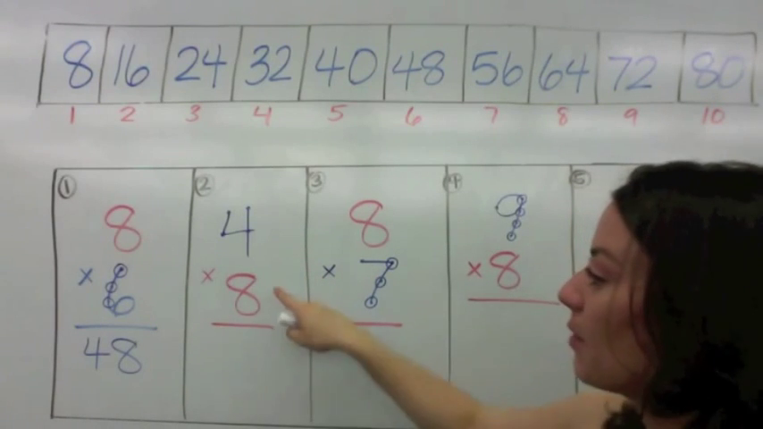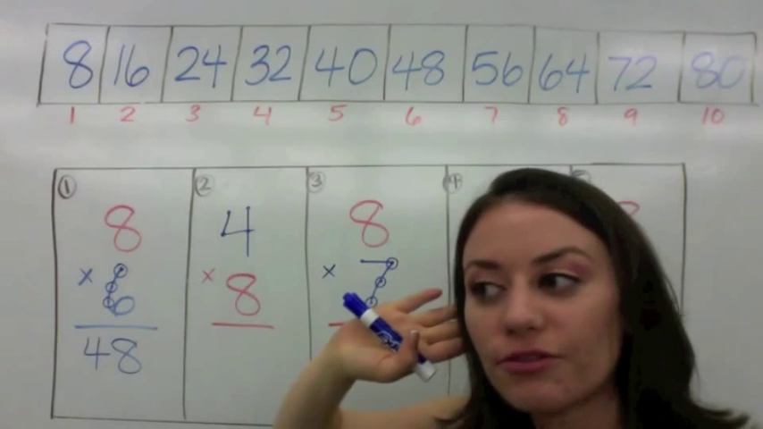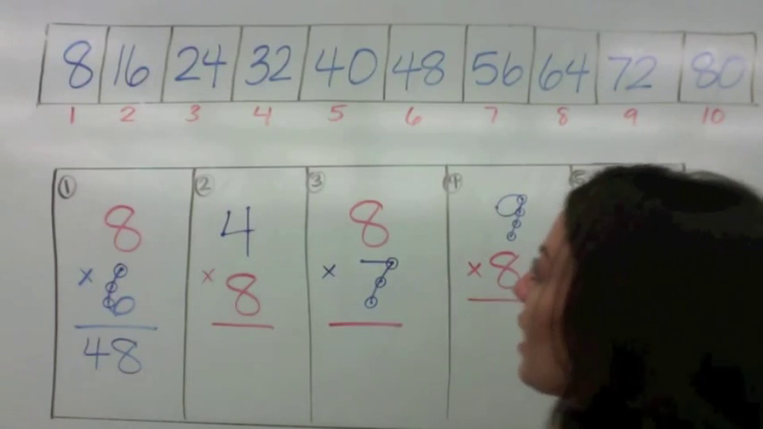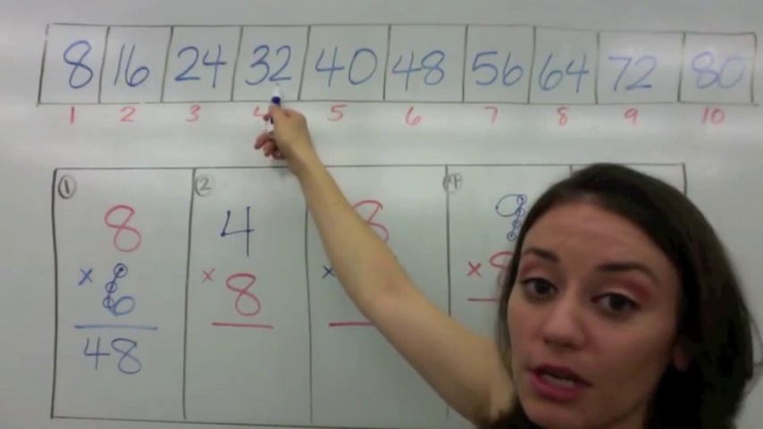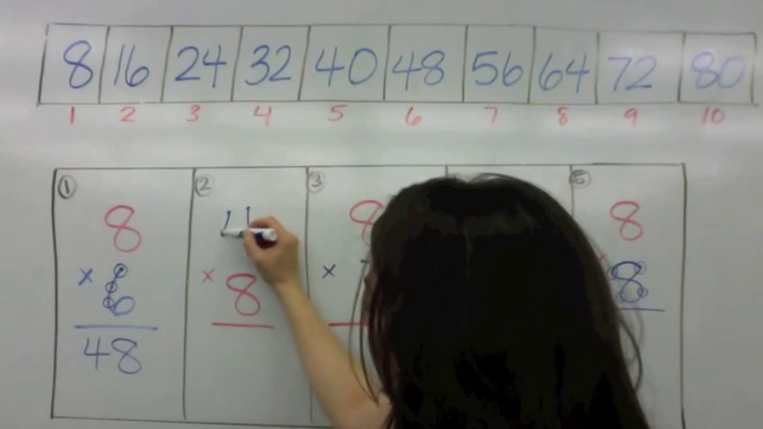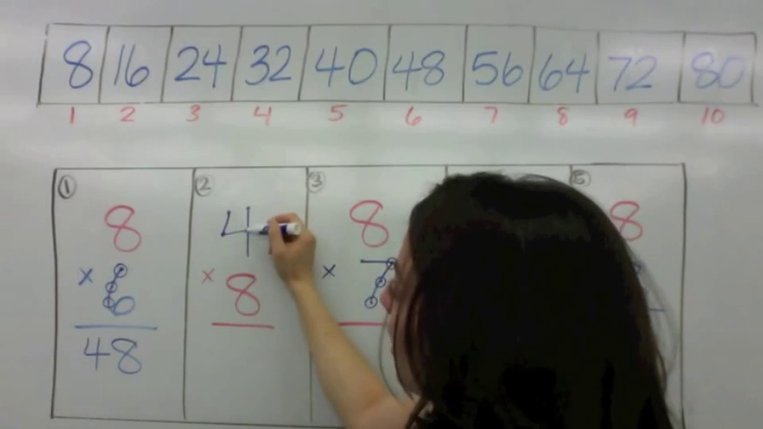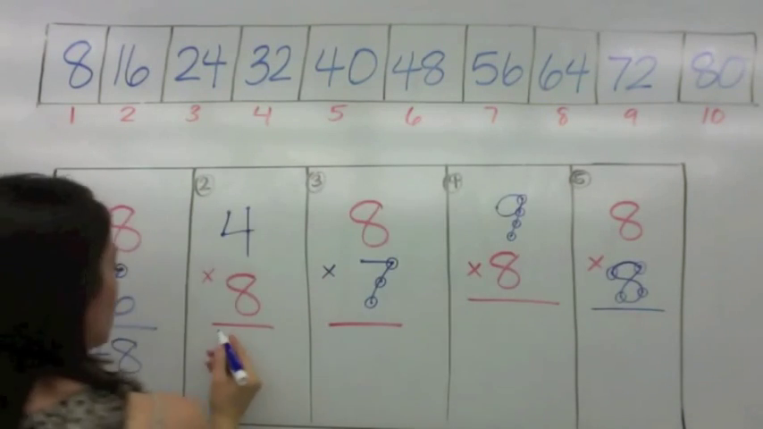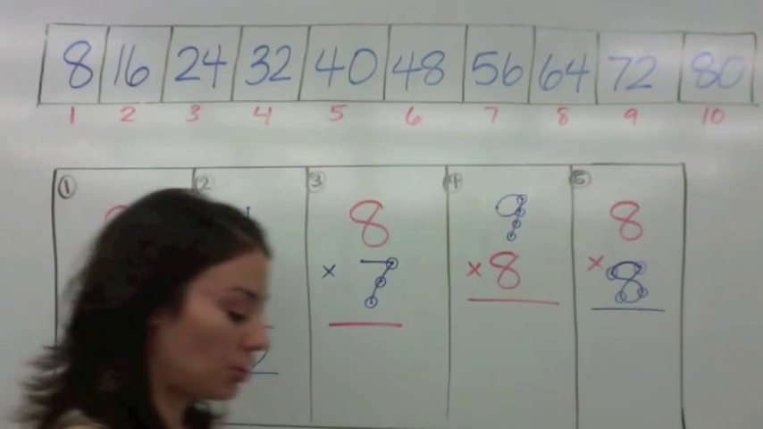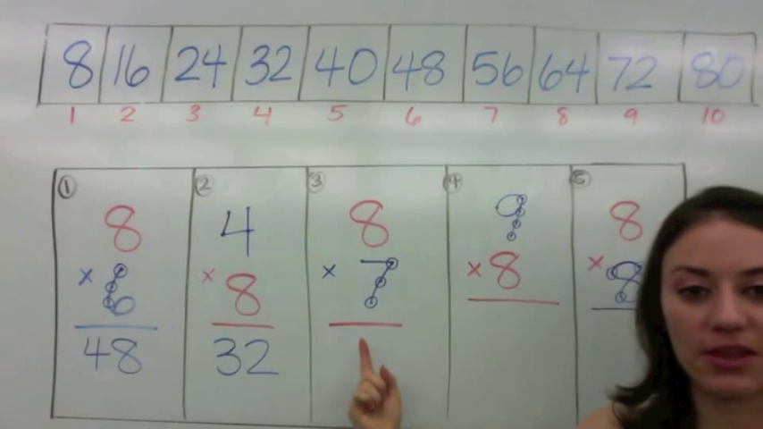Next, we have 4 times 8. So we're going to skip count by 8. How many times? 4 times. If you went up to 4, there would be 32. But you have to memorize how to get there. So it's 8, 16, 24, 32. What's 4 times 8? 32. Okay? And 8 times 4 is also 32. 8 times 7. That's the next one.